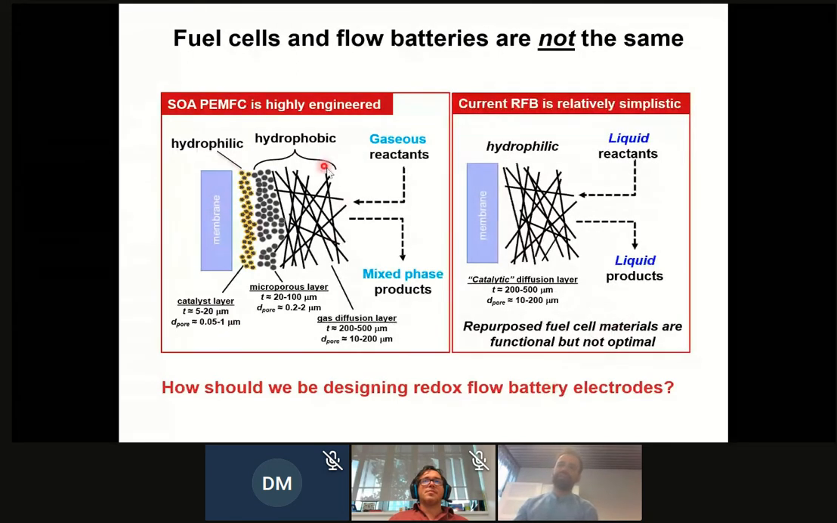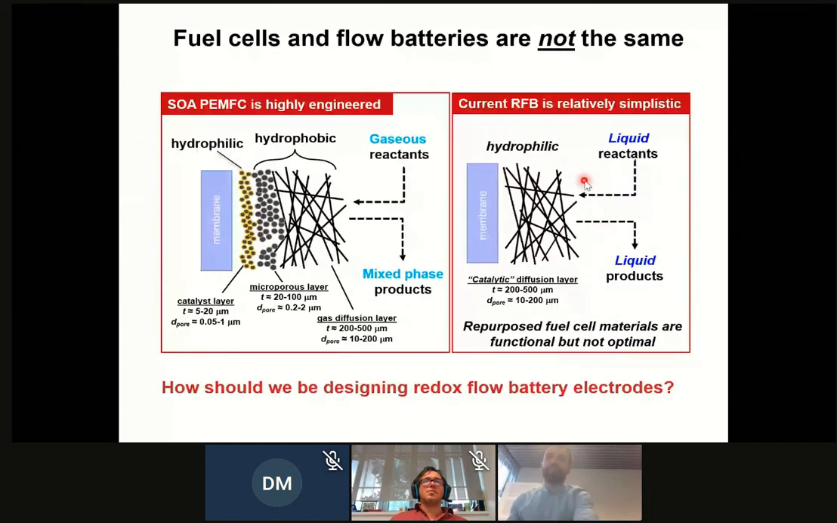Over the last 10 years or so, we took this macro porous layer that has pores in the range of 10 to 200 micrometers, and we said, okay, that was functional. It has high permeability. It has good chemical durability. So why don't we use it in a flow battery? And we did, and it works. It's functional. It's a repurposed material.